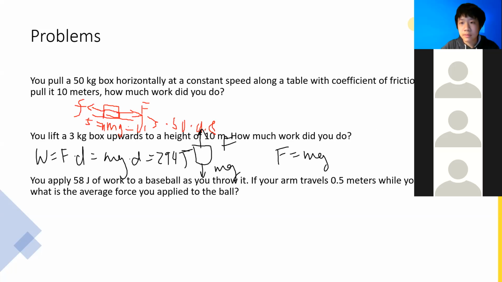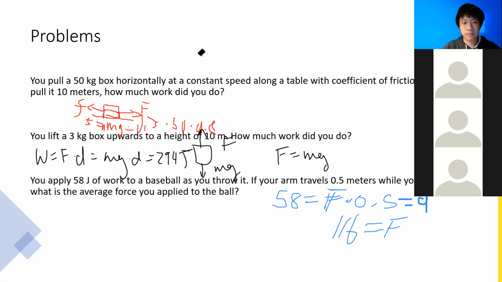Okay, so for this one, you just use the formula that work is equal to force times distance. So 58 is equal to, and we don't know the force, times 0.5. And if you multiply both sides by 2, F is equal to 116, and it's in newtons. All right, nice job. Are there any questions about how you would do these 3 problems?